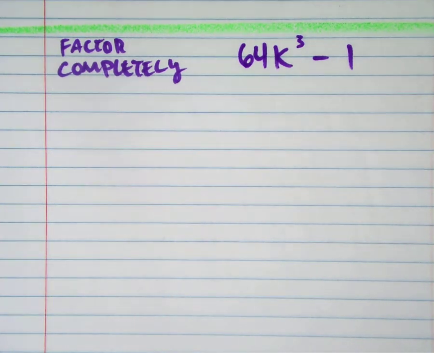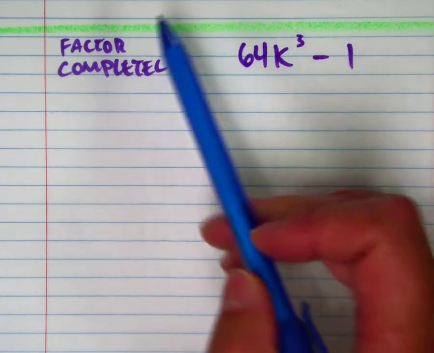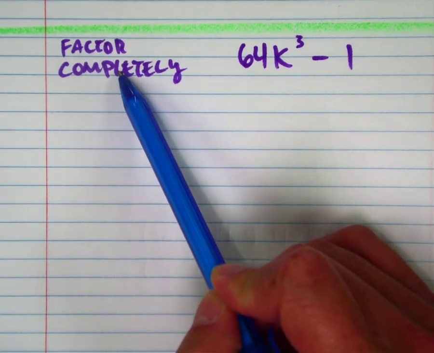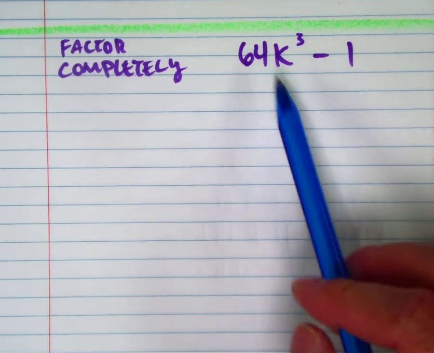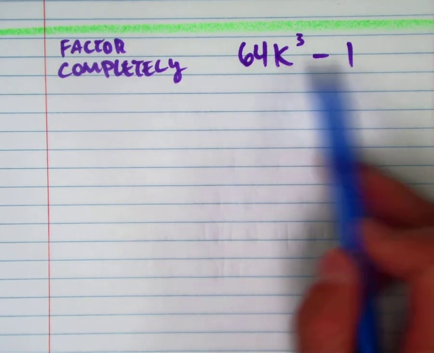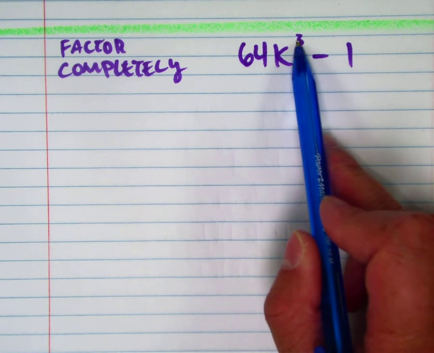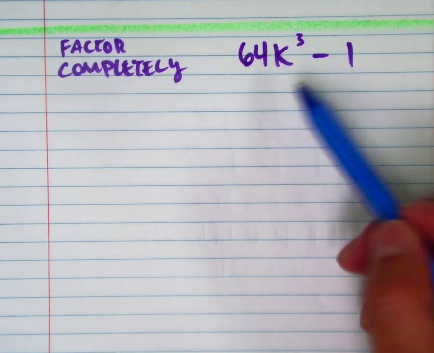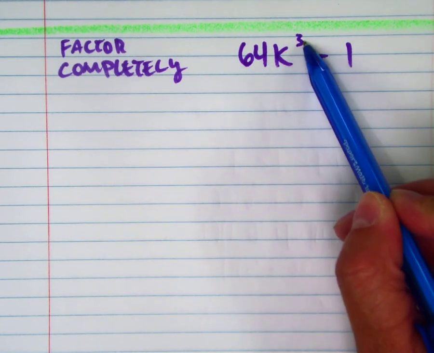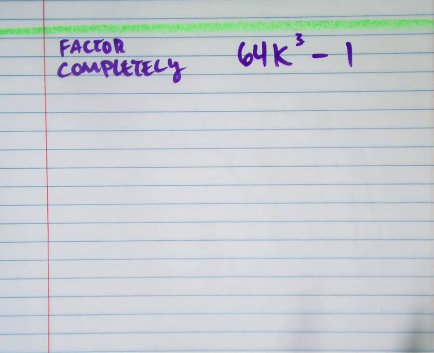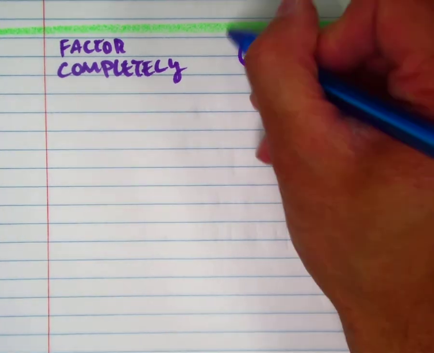Here we have a problem. It says factor completely. When we need to factor completely, I'm thinking about the problem, and I'm looking at whether it's a power of 2 or power of 3 family. So this is a power of 3. So the first thing I'm going to try to do is take the cube root.